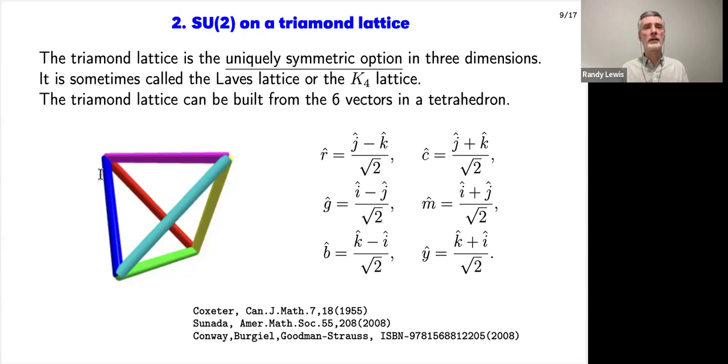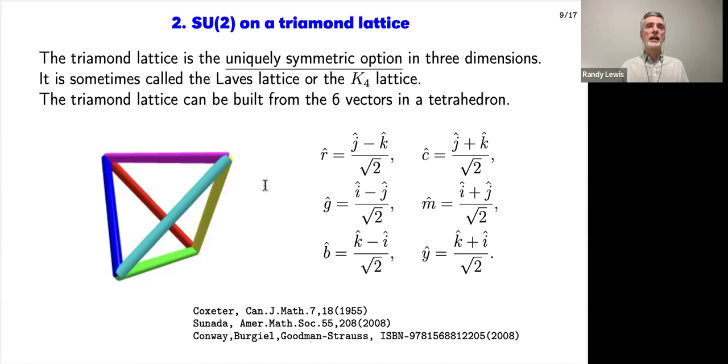I've drawn one here on the slide. It has 6 gauge links or 6 sides, and we've shown them in 6 different colors. So we've got a red and a green and a blue. They form an equilateral triangle. And then you've got cyan and magenta and yellow rising from the corners to complete the tetrahedron.